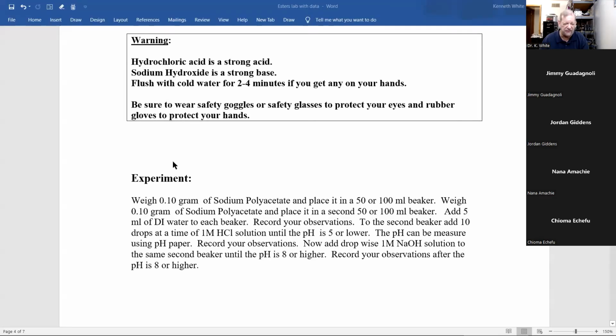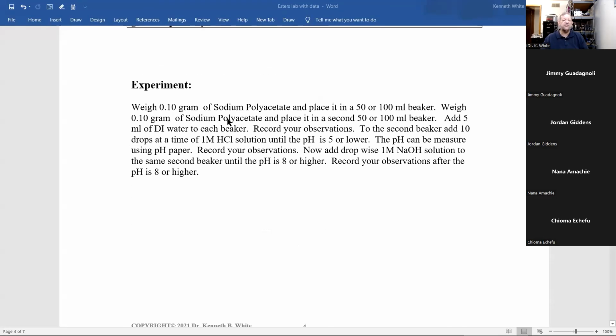Now, what we do in this lab is to find out something interesting about that polymer. We actually have it pure. And what you do is put the sodium polyacrylate in a beaker, weigh out some, and in the second one, you weigh the same amount. In the first beaker, you put 5 milliliters of DI water, and you see it become this goopy, almost solid. It just hydrogen bonds to the water. Now, in the second one, the same thing happens.